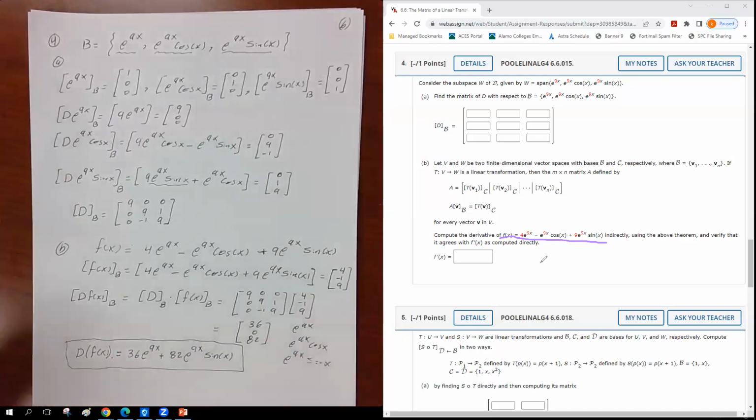Now, this is the first part. Now we need to prove that if we find the derivative of this function directly, we're going to get exactly the same result.